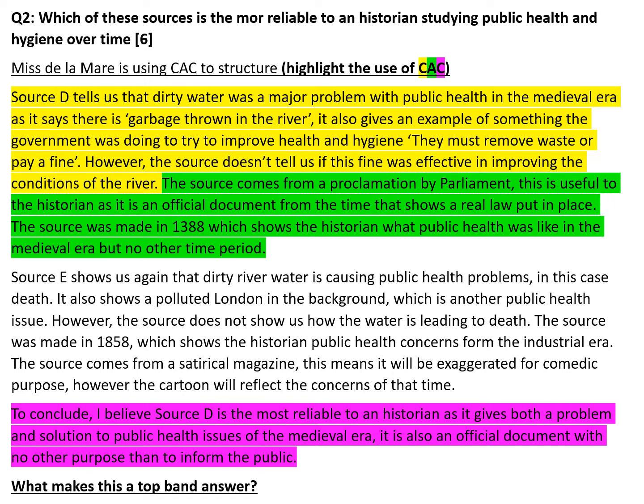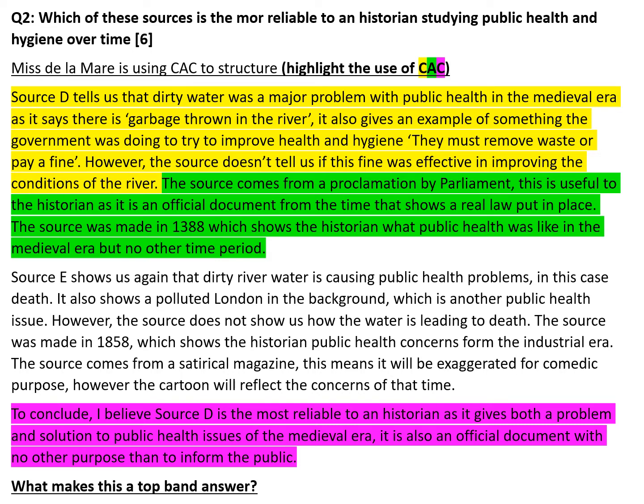I'm going to read out source E then. You highlight where I've talked about content, strength and weakness, and you highlight if I've talked about attribution, strength and weakness. Source E shows us again that dirty river water is causing public health problems. In this case, death. It also shows a polluted London in the background, which is another public health issue. However, the source does not show us how the water is leading to death.